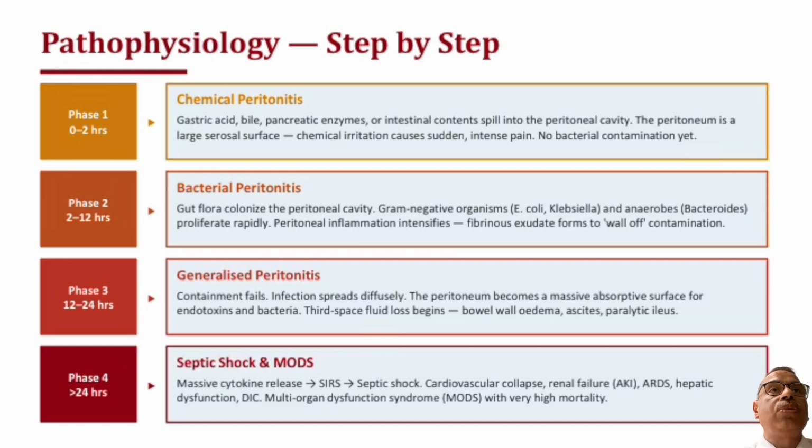It generally goes through different phases, this hollow viscus perforation. If you see phase 1, following a perforation, which generally occurs in the first 2 hours following a hollow viscus perforation, the intraluminal content, especially the gastric acid, bile, pancreatic enzymes, or even intestinal contents, would spill over into the peritoneal cavity.